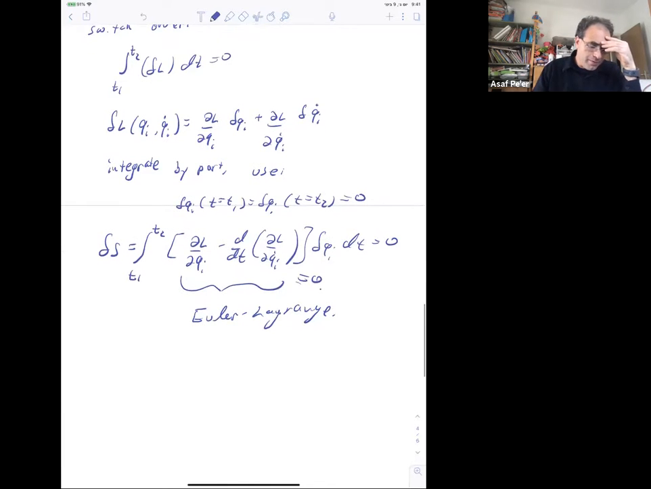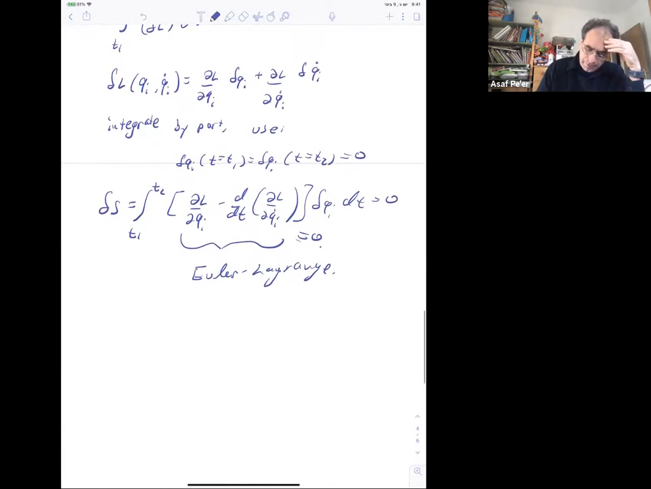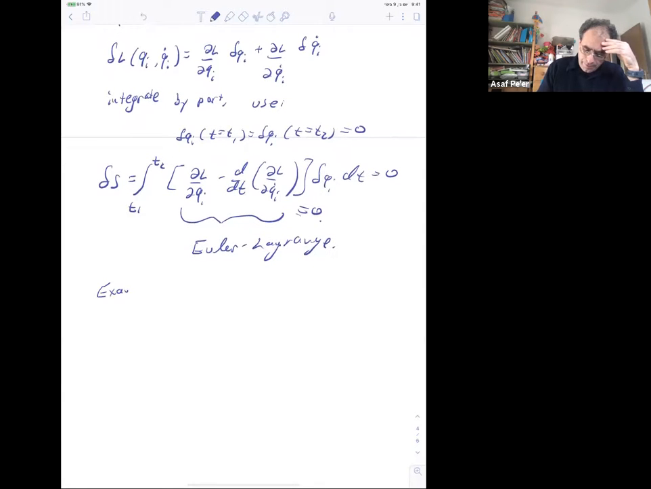Now, a specific example, right? So just as an example. By the way, is there anybody who has any question about that?